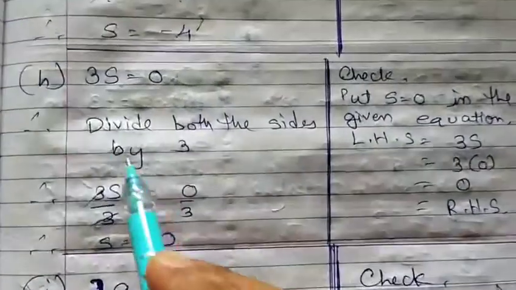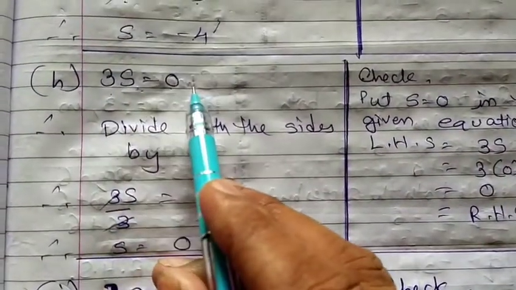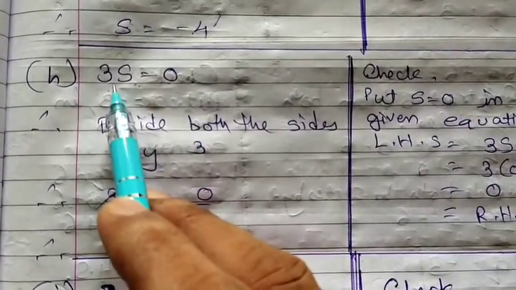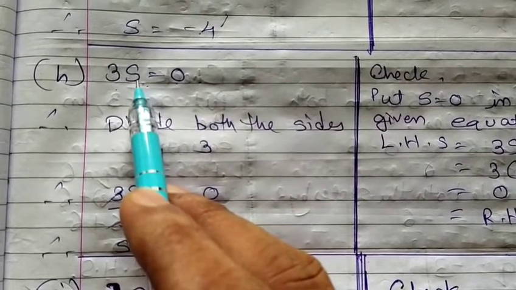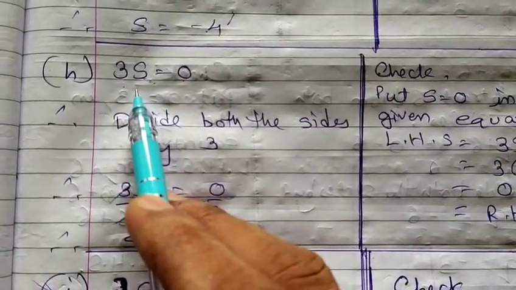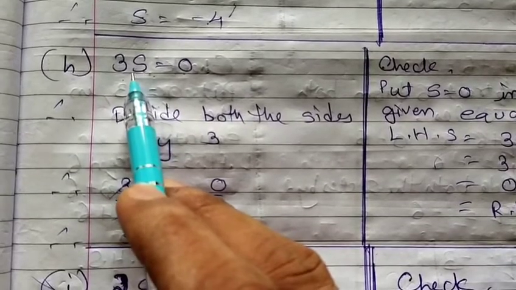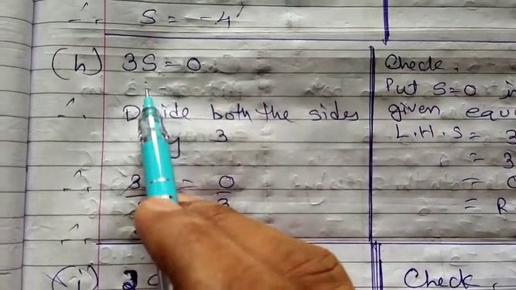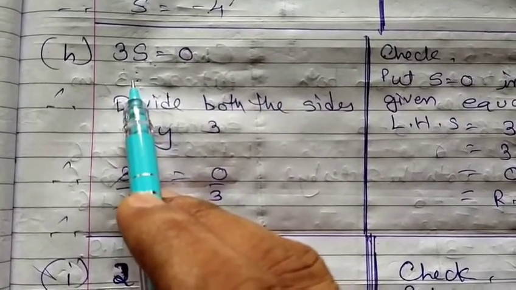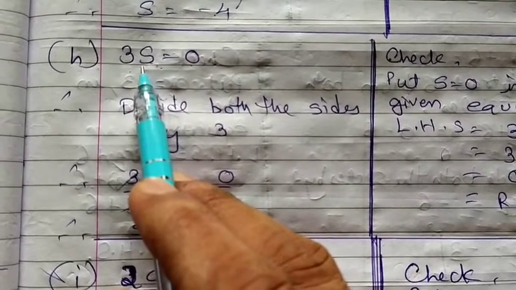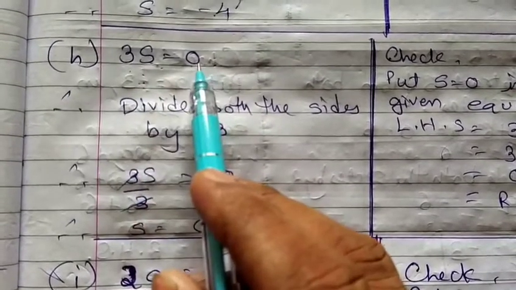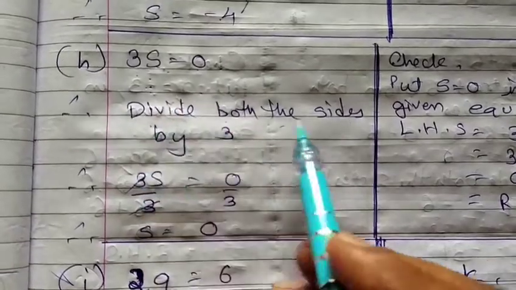Now next one is 3 times s equals 0. Now dear student, here it's very simple. Directly it is in multiple form. So you have to divide by 3 the value on your left hand side. Then only 3 and 3 will get cancelled. If you are dividing the left hand side by 3, you have to divide the right hand side by 3 only. Divide both sides by 3.